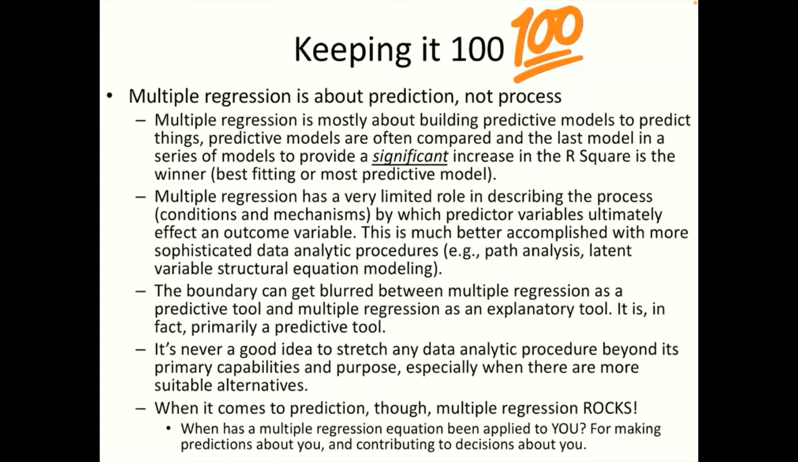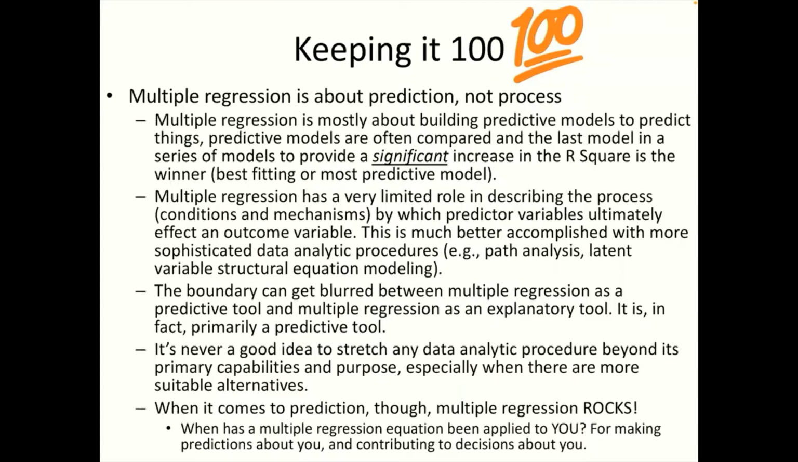But I have more than one example of where what multiple regression had to say about how predictive variables affect the outcome variable has been incomplete or wrong. Because it's not meant to do that. It's meant to build predictive models. And you see, predictive models don't care about processes by which predictive variables affect an outcome variable. They just care about prediction.